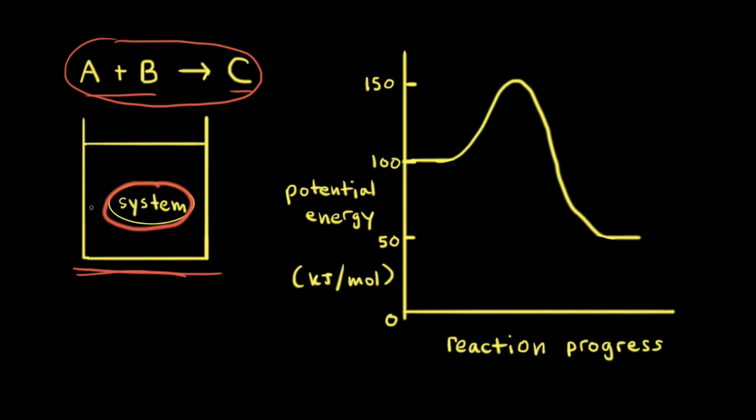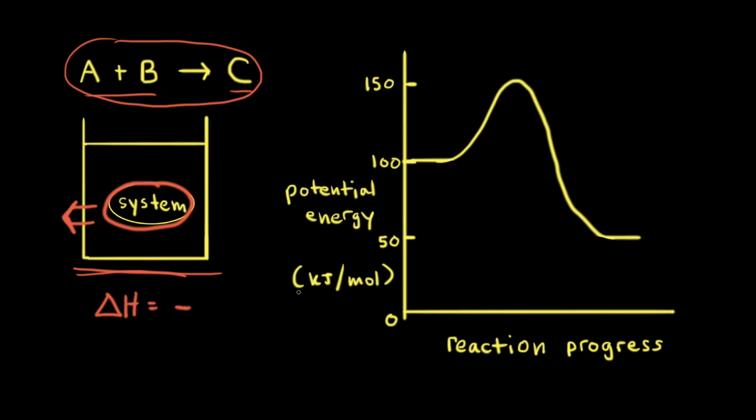Let's say we run the reaction and we put our hand on the beaker and we feel that the beaker is warm. If the beaker is warm, since the beaker is part of the surroundings, energy must have been transferred from the system to the surroundings. So heat flowed from the system to the surroundings. And that's an example of an exothermic reaction. So delta H is negative.